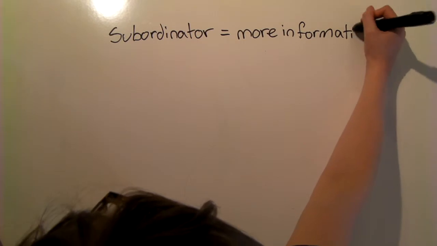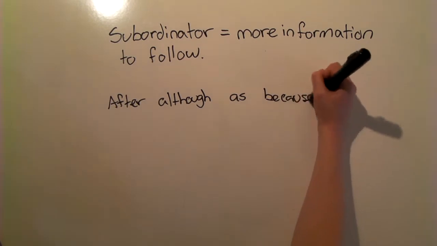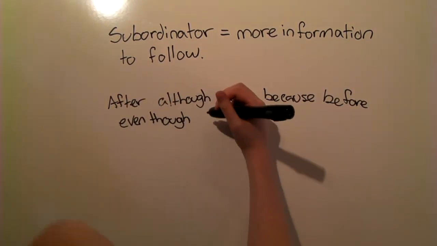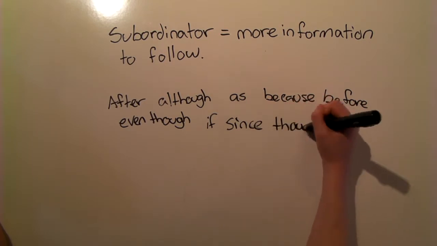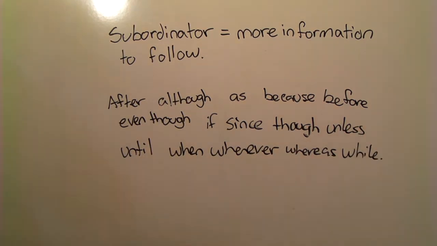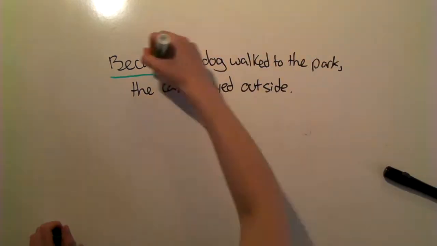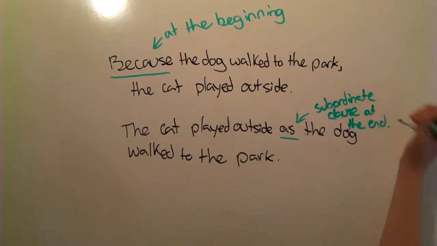Things like after, although, as, because, before, even though, if, since, though, unless, until, when, whenever, whereas, wherever, while. So an example of a sentence with the subordinate clause at the beginning would be, because the dog walked to the park, the cat played outside. And at the back you could say, the cat played outside as the dog went to the park. You can also use it in the middle, the dog who liked to chase cats went to the park.